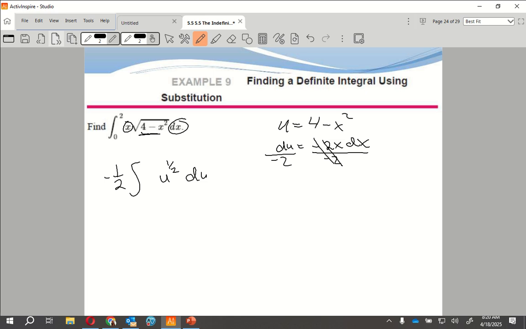Alright, so right here, in this case, my x is supposed to be 2, right? So let's u sub that. If x is 2, that would be u equals 4 minus 2 squared. So my u is going to be 0. And the other one is going to be u equals 4 minus 0 squared. So u is now 4.